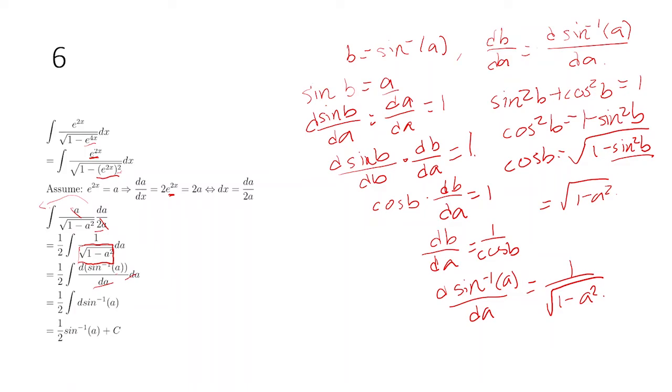So it will be 1/2 of arcsine of a plus c, and we can substitute a is equal to 2x, so we'll get it will be equal to 1/2 of the arcsine of e to the power of 2x plus c.